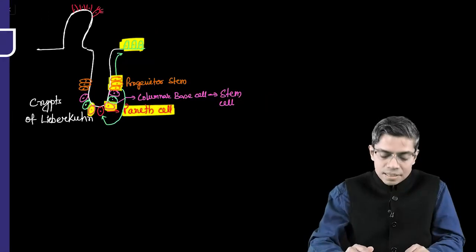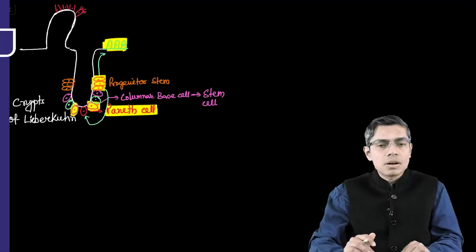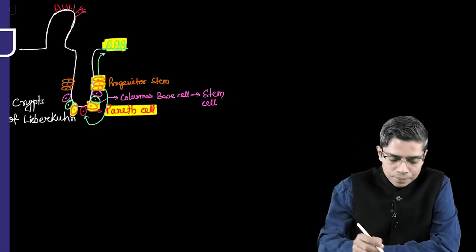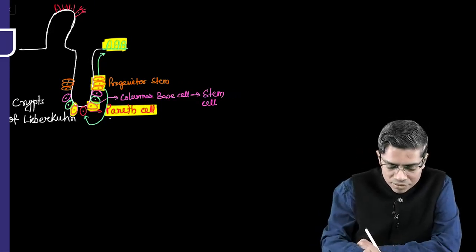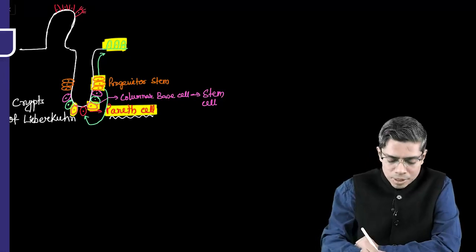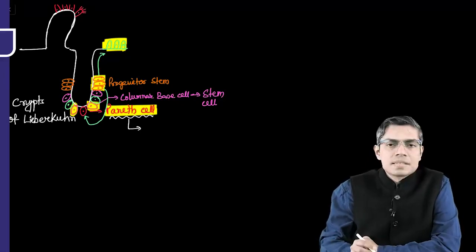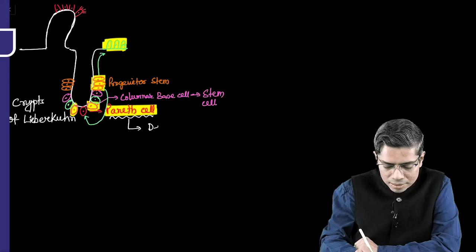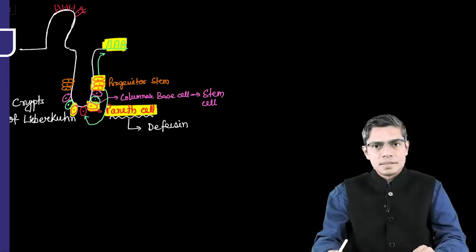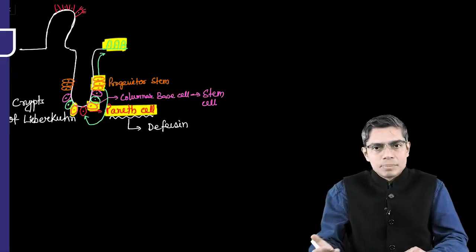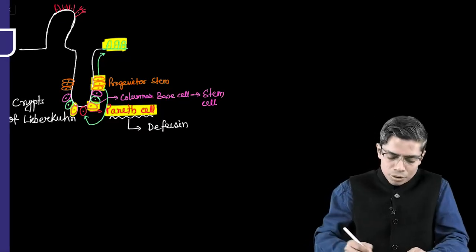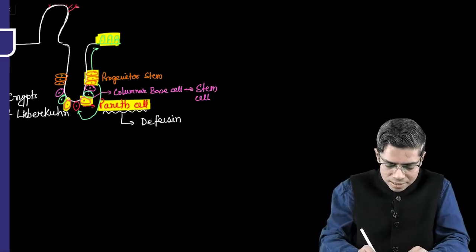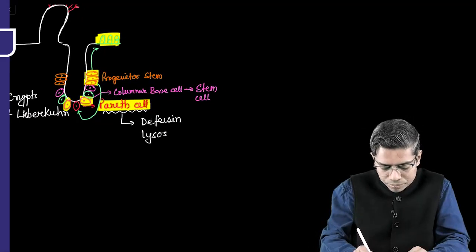So this Paneth cell, which is located at the base of this crypt of Lieberkühn, is important functionally. Why? Because it secretes a substance that is known as defensin, right? So that is known as the defensin. So it has some antibacterial property. Not only that, it also secretes lysozymes.